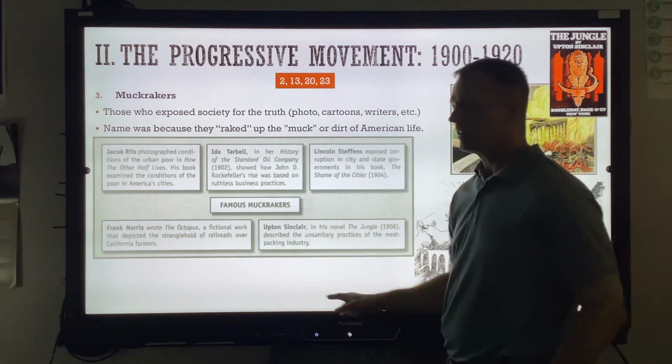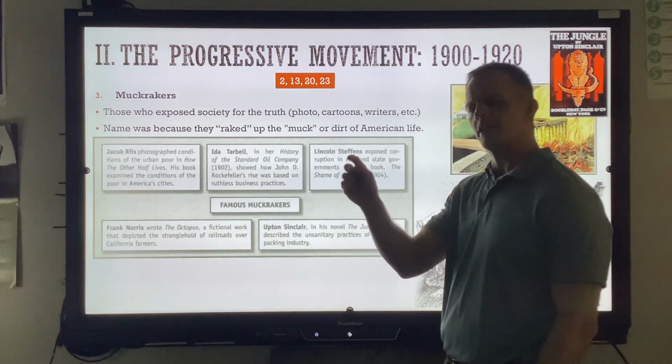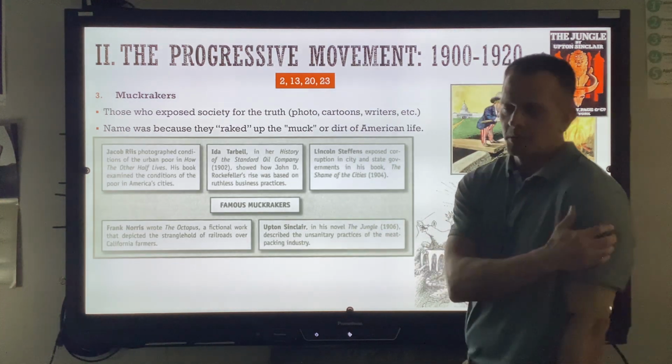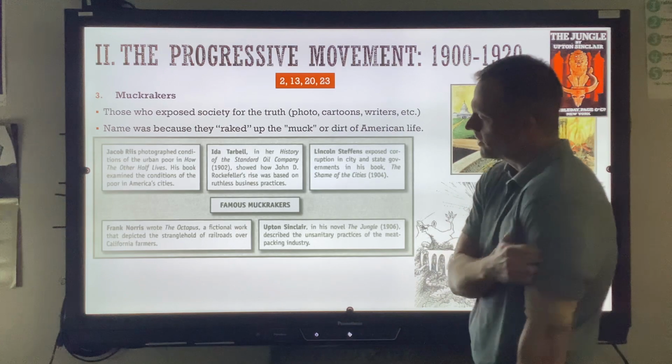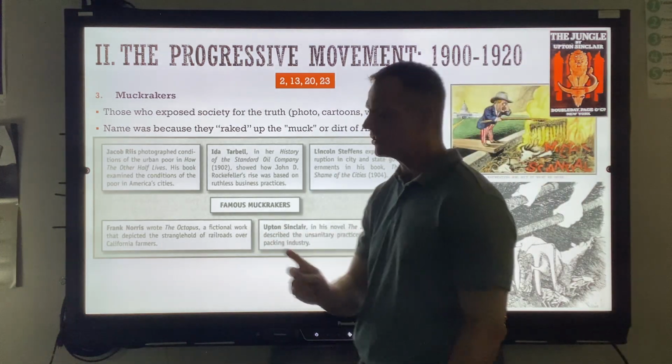Upton Sinclair is circled, and I always say, make sure you know Upton Sinclair wrote The Jungle, because sometimes they give an excerpt, and at the bottom it says The Jungle, and if you just know what that book is, you'll be able to answer the question. It helps out a lot. But Upton Sinclair is another one you have to know. These other three you don't have to know, but they're interesting.